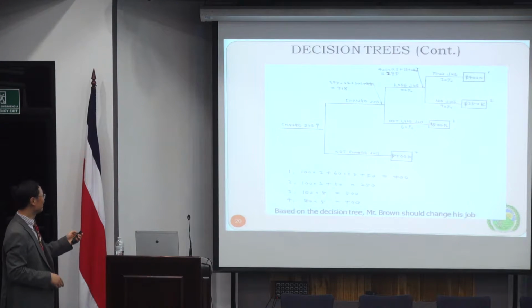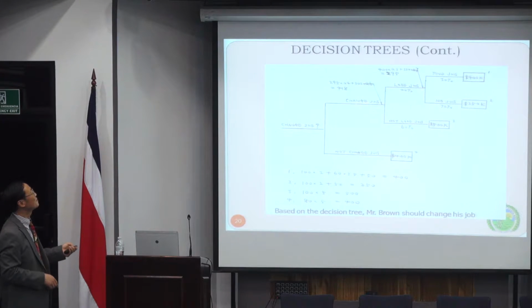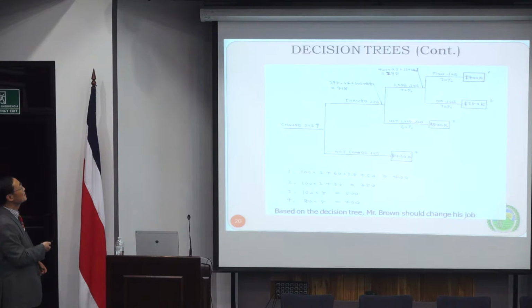Like tree branch one, he will say, okay, let's see what the value would be if I change job. Because if he changes job, he has a 60% chance of not losing the job in 5 years. After 5 years, he will be retiring no matter what. If that happens, he has 5 years of a $100,000 job, so he will make $500,000. And if he lost the job, he has a 40% chance of losing it. What happens if he loses the job? He may find another job.